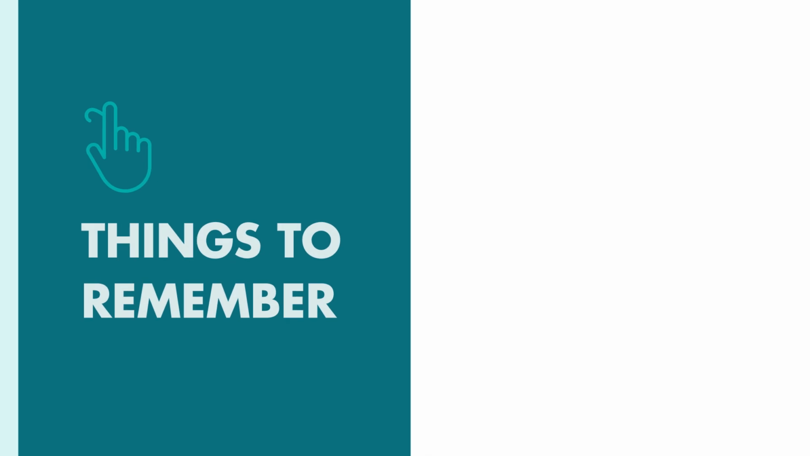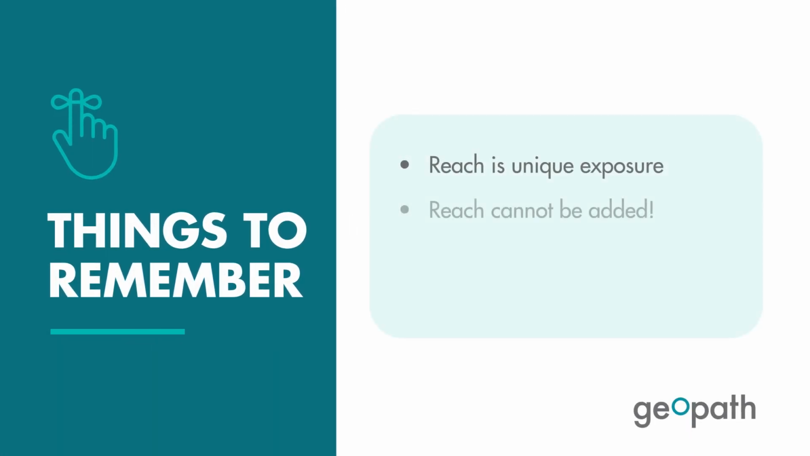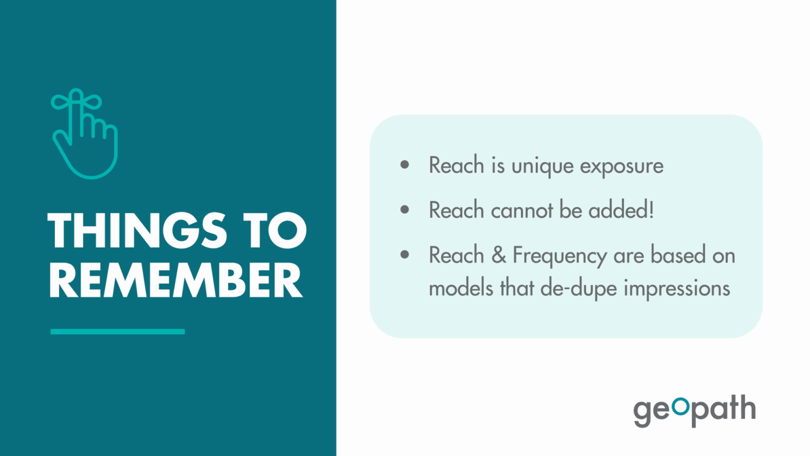Some things to remember. Reach does not include duplication and therefore cannot be added, like impressions and GRPs. There are industry models that deduplicate impressions to get the unique views and the corresponding frequency.